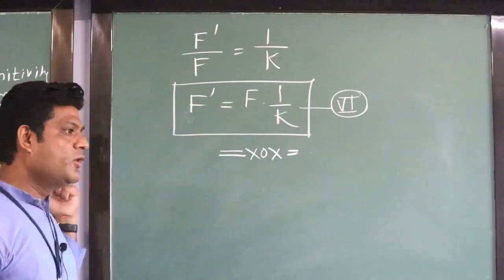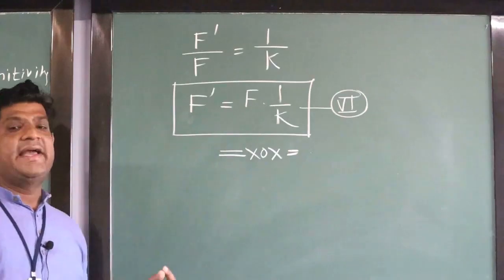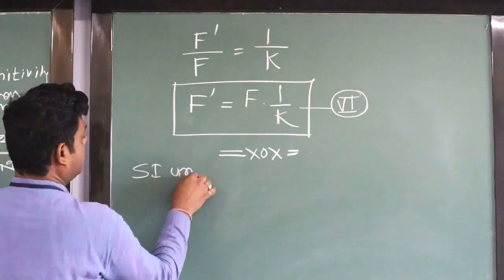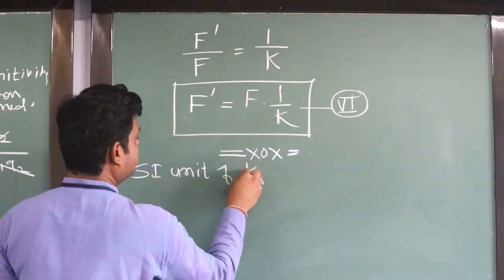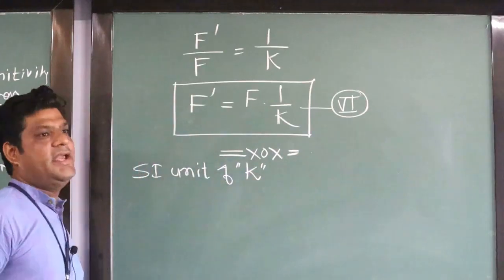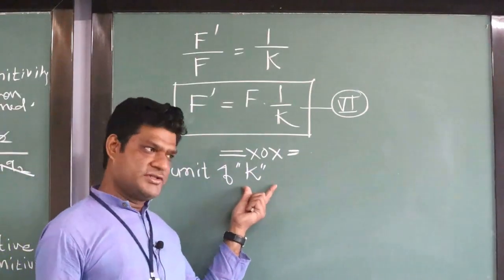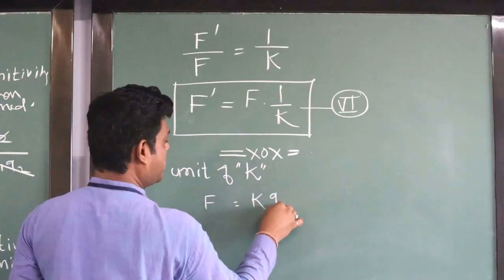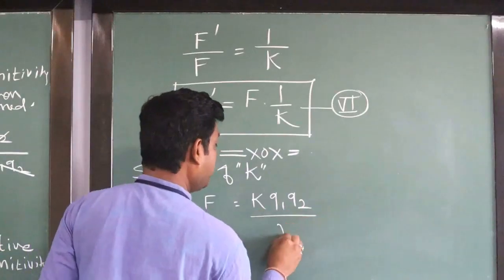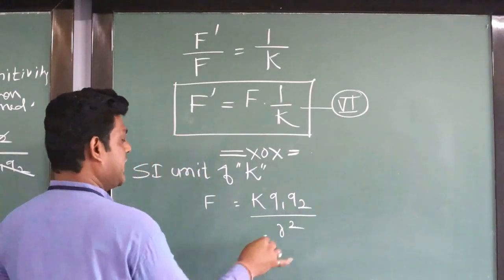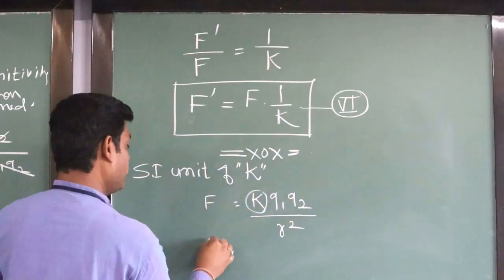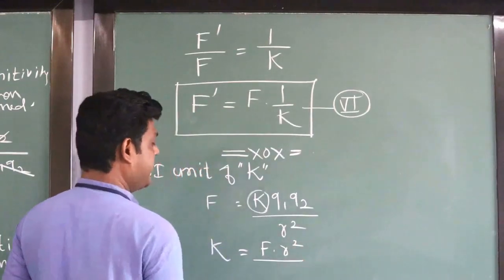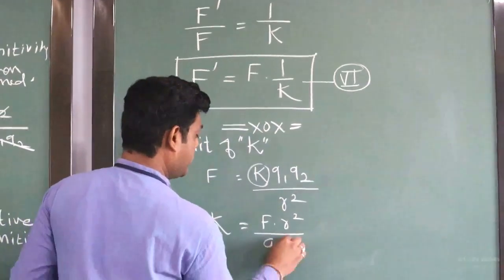Okay. Next, as I told you, we are going to find out the SI unit of k, the small k. I told you this small k is known as the Coulombian constant. So we have to recall the equation F equal to k Q1 Q2 divided by r square. We are going to find out the SI unit of k. So make the formula for k: k equal to F into r square divided by Q1 Q2.